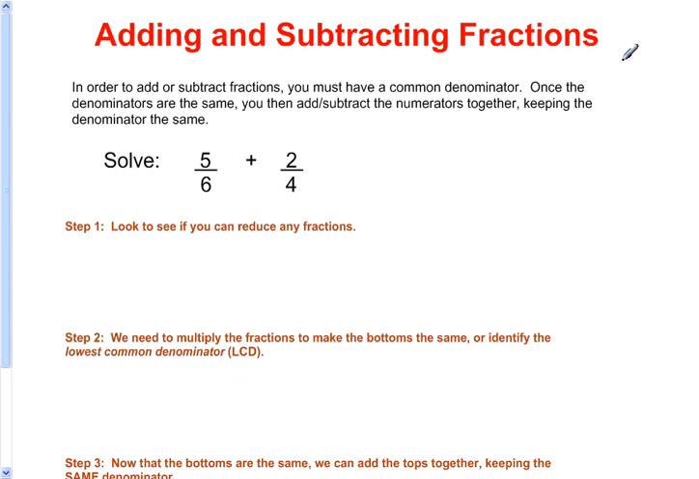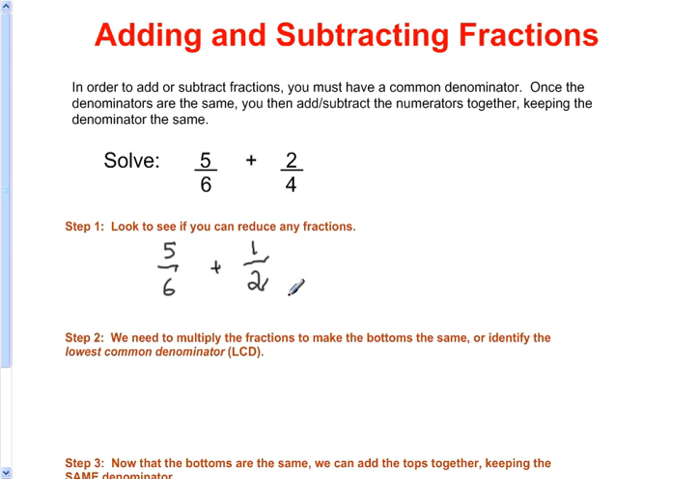Now the first thing you always want to do when you're dealing with fractions is see if you can reduce them. See if you can simplify them. So is there a number that divides evenly into both 5 and 6? Well, 1, but that doesn't help us. So we just leave it as 5 over 6. Plus is our operation. And now, is there a number that divides evenly into both 4 and 2? Of course there is. They're even, so they can both divide evenly by 2. If we divide the numerator by 2, we are going to get 1. If we divide the denominator by 2, we are going to get 2. So there they are, simplified or reduced.